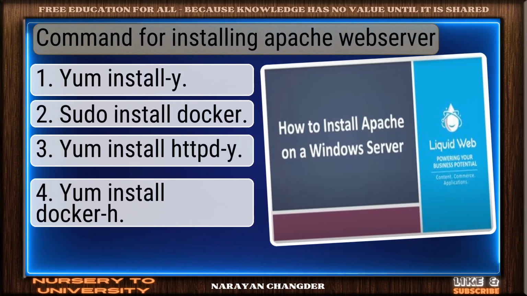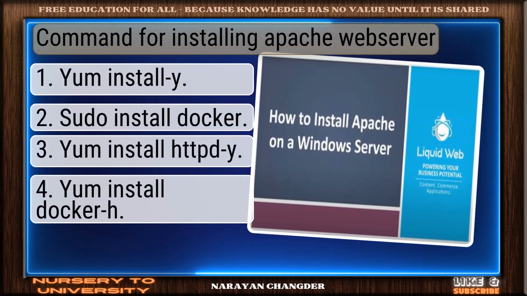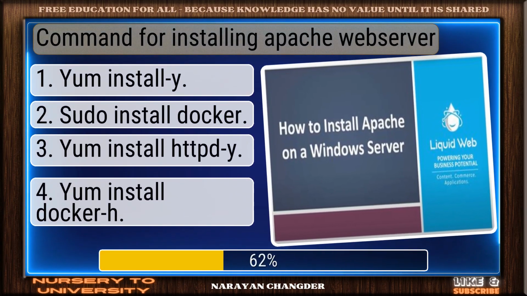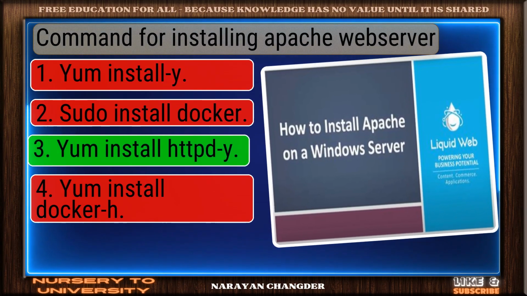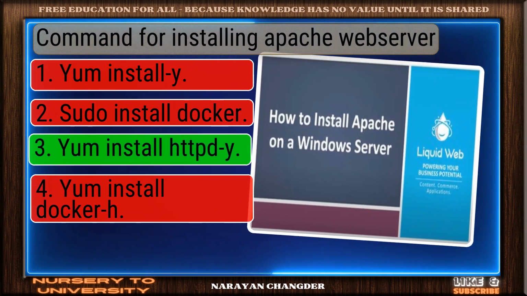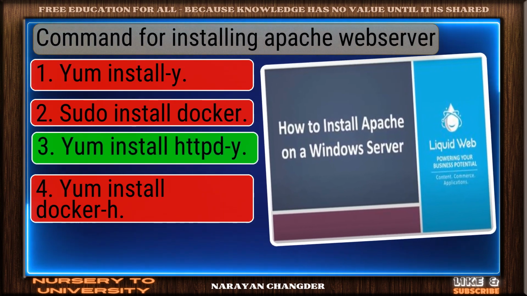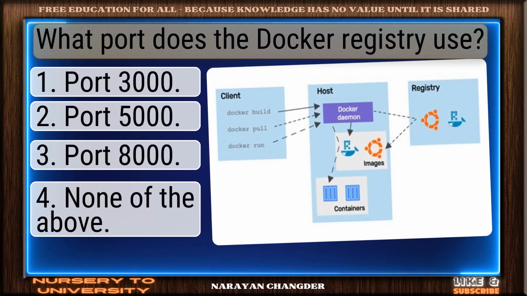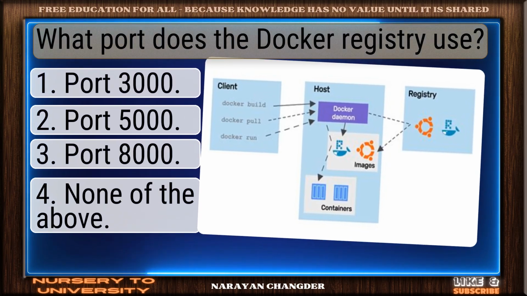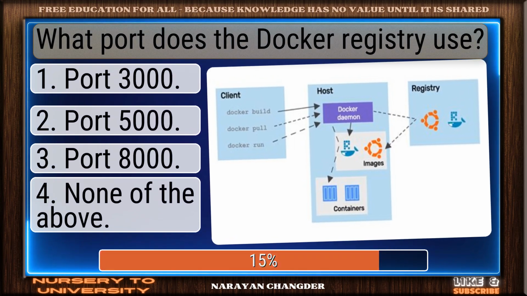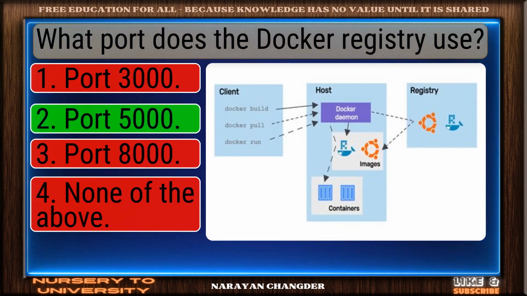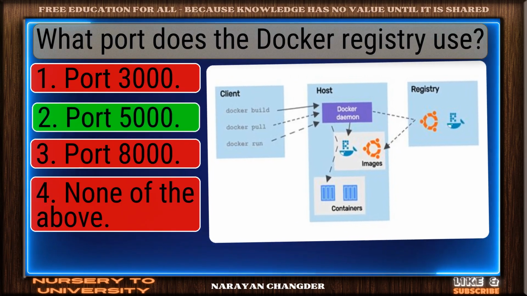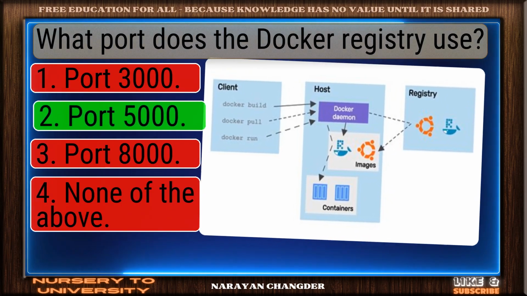Question number 5. Command for installing Apache web server. Well reasoned. yum install httpd is the correct choice. Question number 6. What port does the Docker registry use? Perfect. Port 5000 is the correct choice.